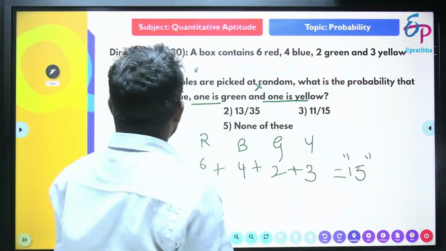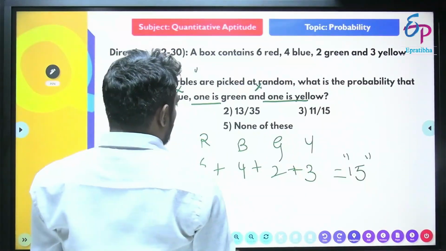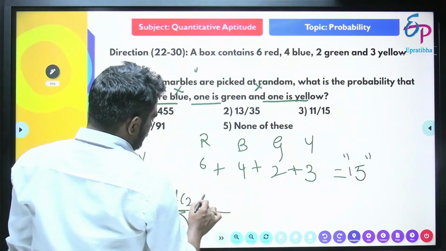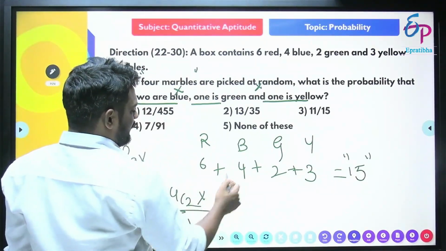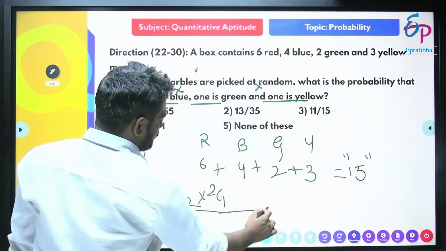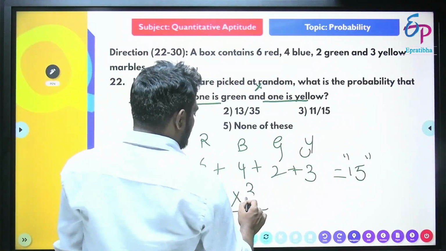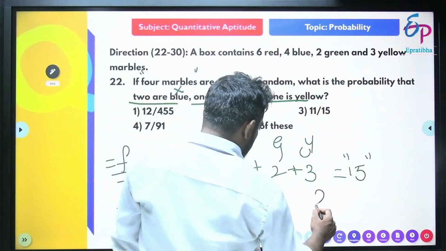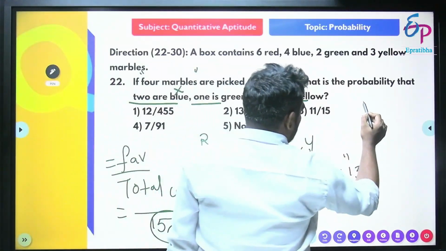Favorable are what? 2 are blue. From 4 we can select the 2 that are blue. 1 is green. From green 2 we can select the 1. And 1 is yellow. From 3 we can select 1. So 2 into 3: here 2C1 is 2, 3C1 is 3. 4C2 value we can calculate over here.